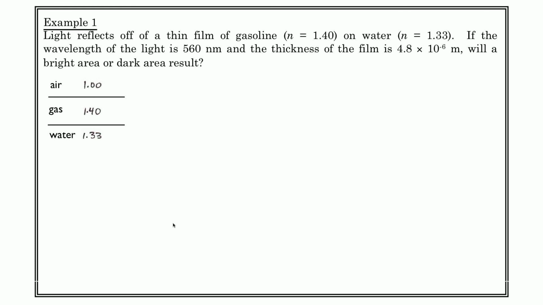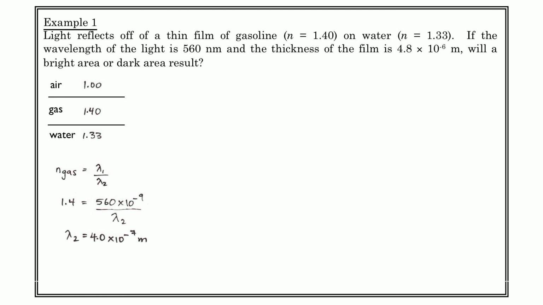Okay, so the first thing I need to do is say, well, light's going to go from the air into the gasoline. So I need to figure out the wavelength of this light, because it's 560 nanometers in air. What is that wavelength in the thin film? And so that's what I do. Well, n gas divided by n air is equal to lambda 1 over lambda 2. And so I do a quick calculation here and I say, oh, the wavelength of this light in the gasoline is 4.0 times 10 to the minus 7.